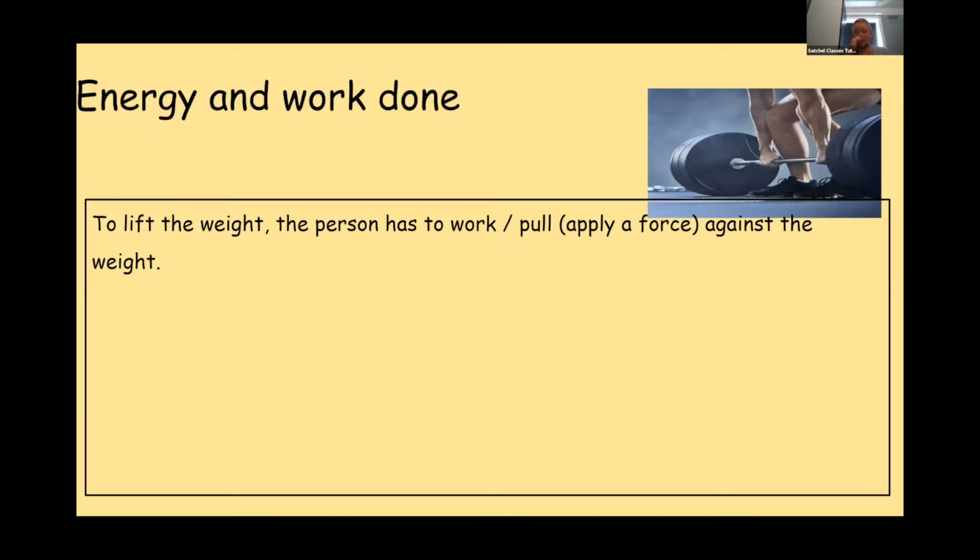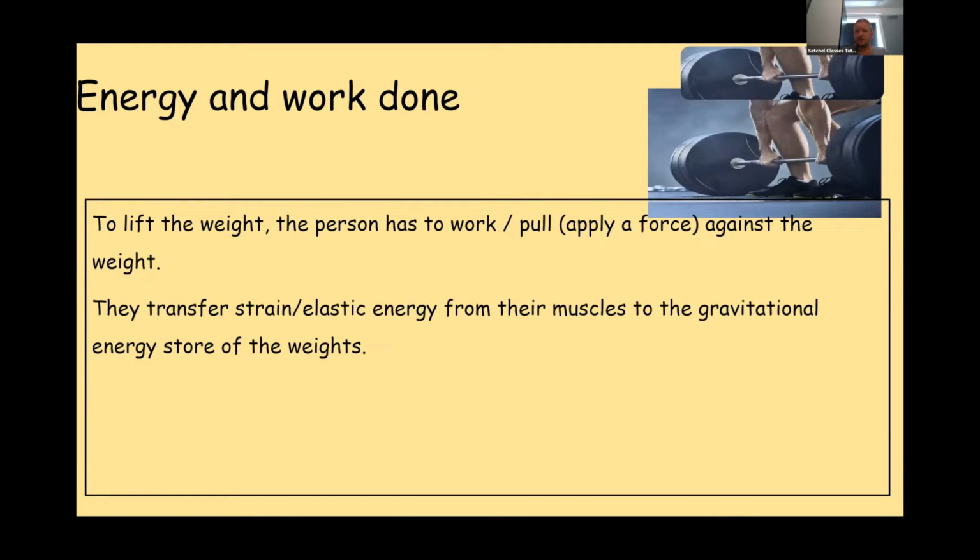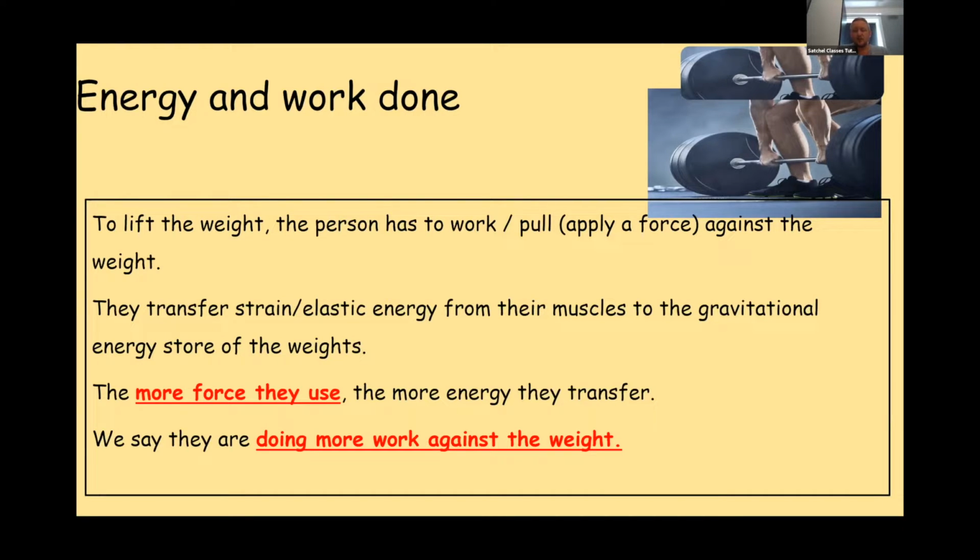To lift the weight, the person has to apply force against the weight. They're lifting upwards. If they lift it up, they transfer strain or elastic energy from their muscles to the gravitational energy store of the weights. So energy has been transferred. The more force they use, the more energy they have to transfer. We say they're doing more work against the weight. So this means that force is also one of the factors that affect the work done.